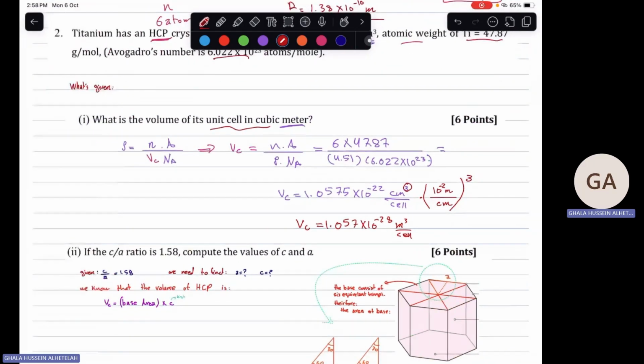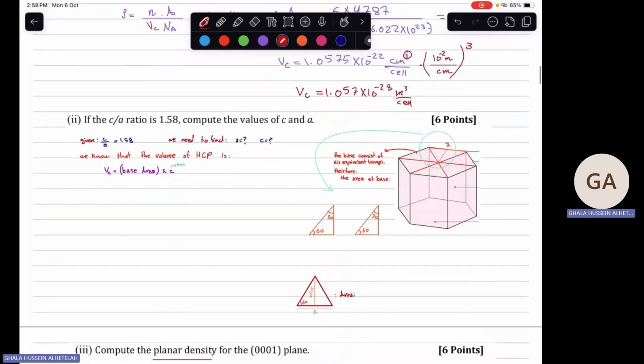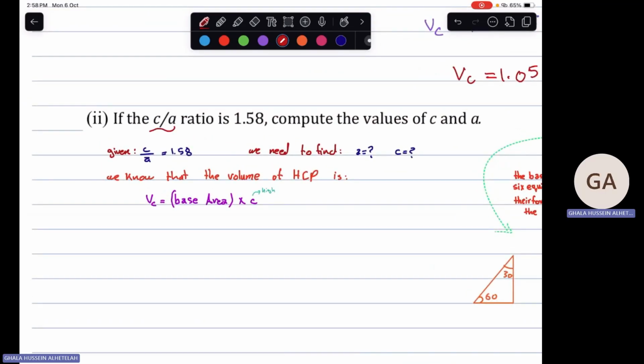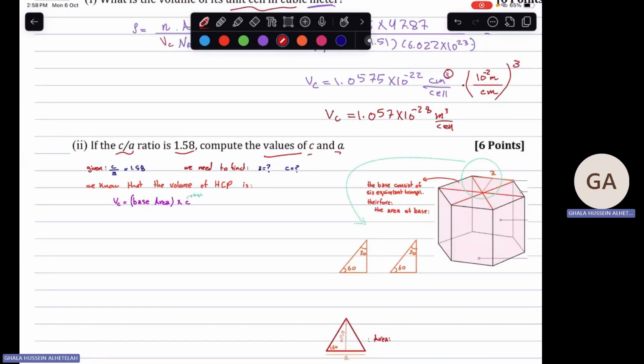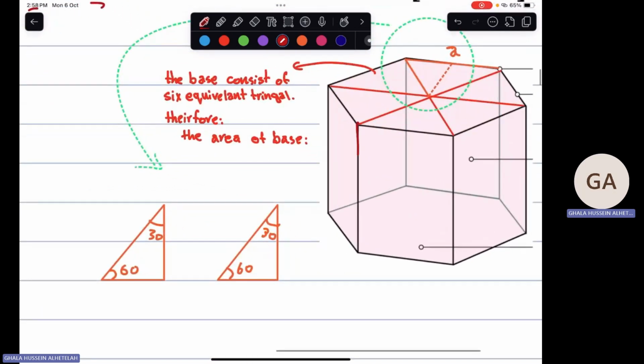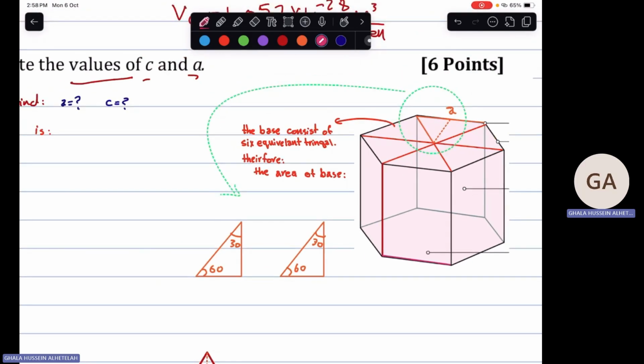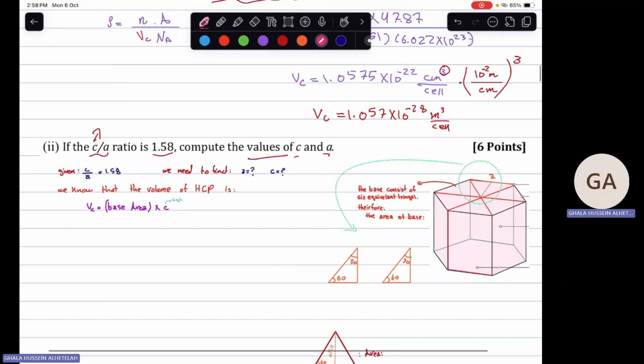Okay, let's move on to the other question. The other question, he said that if the C over A ratio is 1.58, compute the values of C and A. Of course, what is C and A in the hexagonal? C is basically this side, which represents the height of the hexagonal, and A is this side. Okay, and he gives us the ratio between them, and he wants us to find the value for each of them.